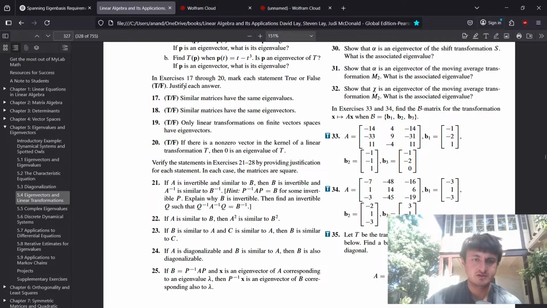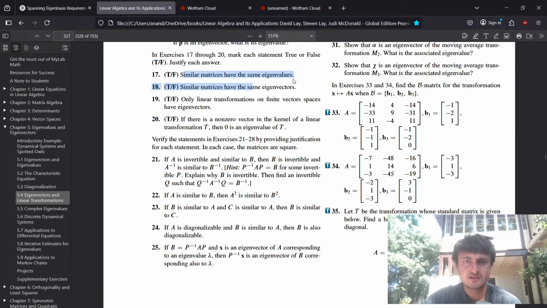True falses, we always do true falses. So 17 through 20. Let's just read through them. Similar matrices have the same eigenvalues. I don't know. I think so. But why? We'll definitely need to go through that. And then similar matrices have the same eigenvectors. I think that's actually not true. I think they're like inverses in a way.